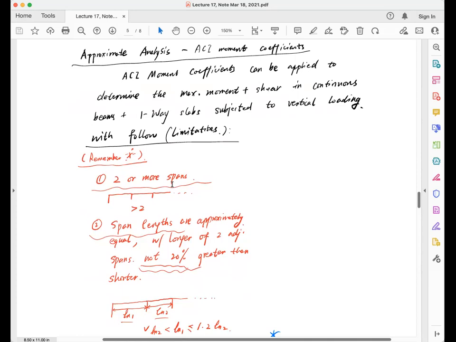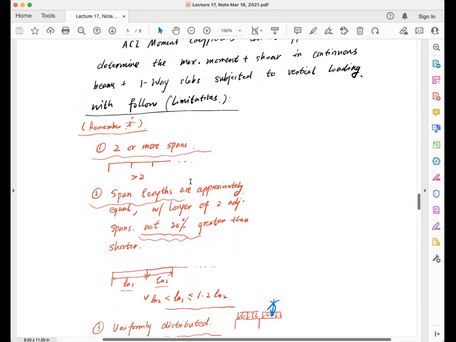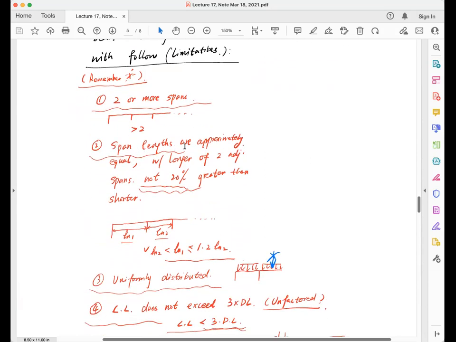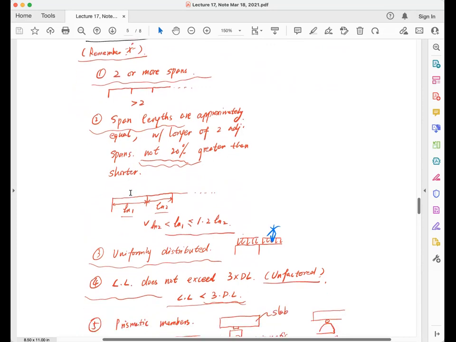Criteria that you have to meet to be able to apply this table. First thing, it has to be 2 or more spans. Meaning if you have a single span, a simple span, you cannot use it, right? And second, span lengths are approximately equal, with the longer of the 2 adjacent spans not more than 20% greater than the shorter, meaning you have multiple spans and each span should be approximately the same as each other. The difference should not exceed 20%, and that is very important, okay? So if your difference exceeds 20%, you cannot use this table anymore, all right?